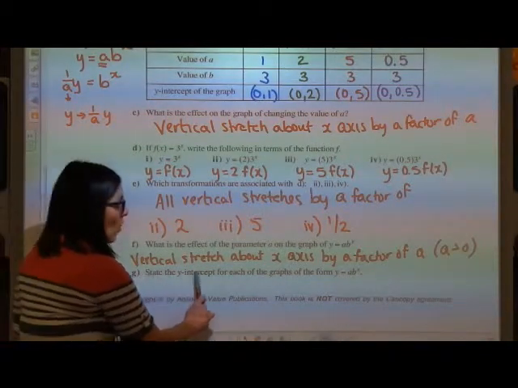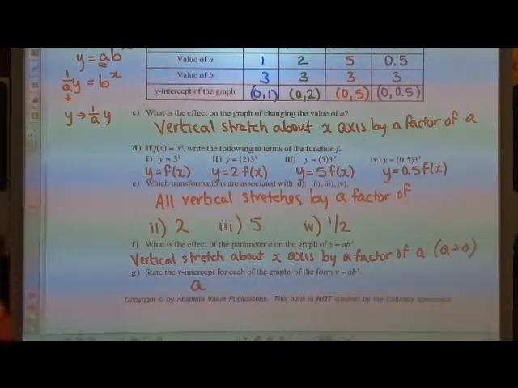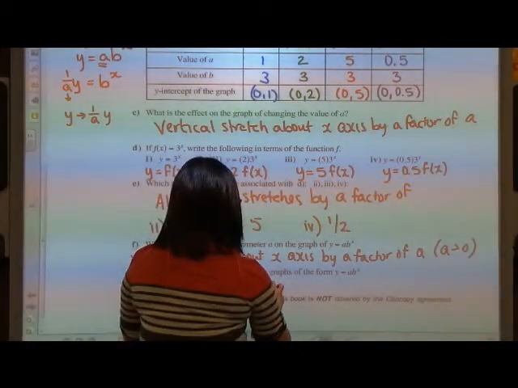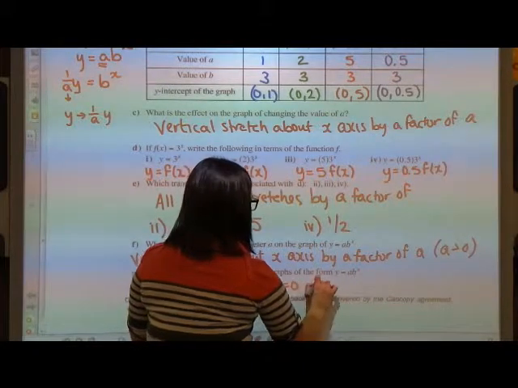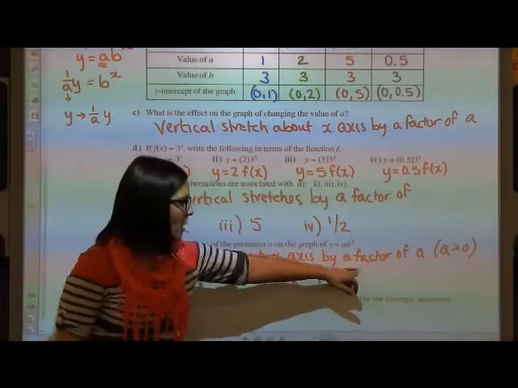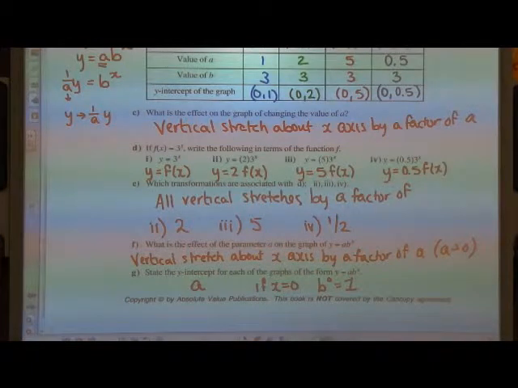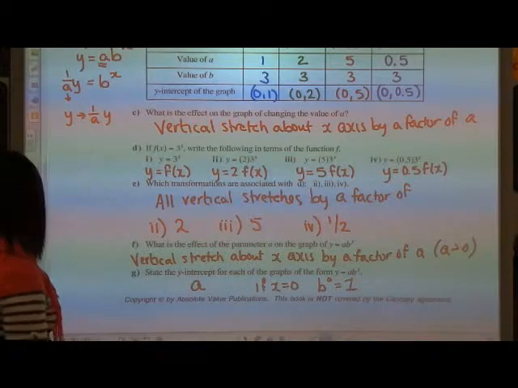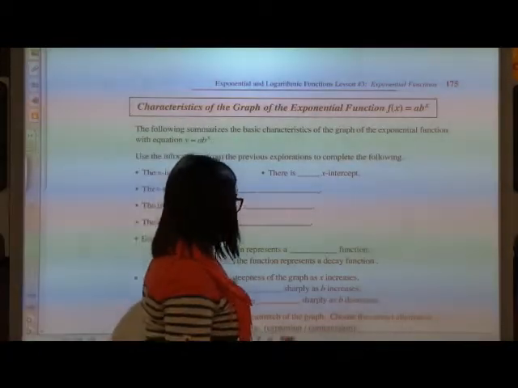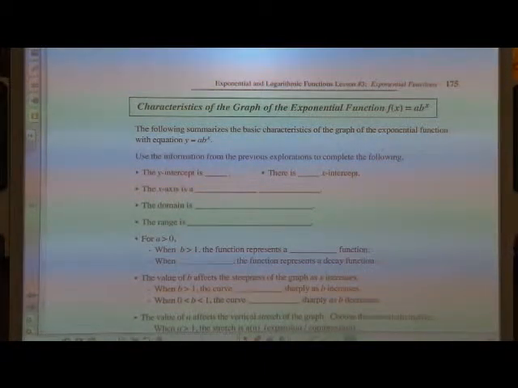In all of these, the y-intercept would then be the value of a. Because at the y-intercept, if x is equal to 0, b to the power of 0 will equal 1. So if b to the power of 0 equals 1, 1 times a will be a. The following page is a summarization of the characteristics that we've done so far. This would be a page that I'd want to earmark or put a tab on or highlight.